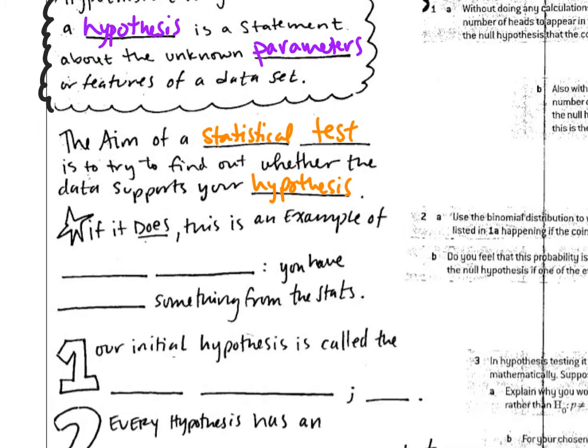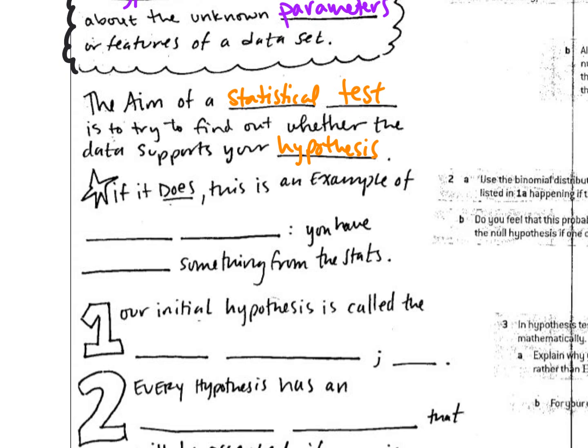If it does, this is an example of statistical inference. Inference. Are there two R's in statistical inference? Oh god. Inference.